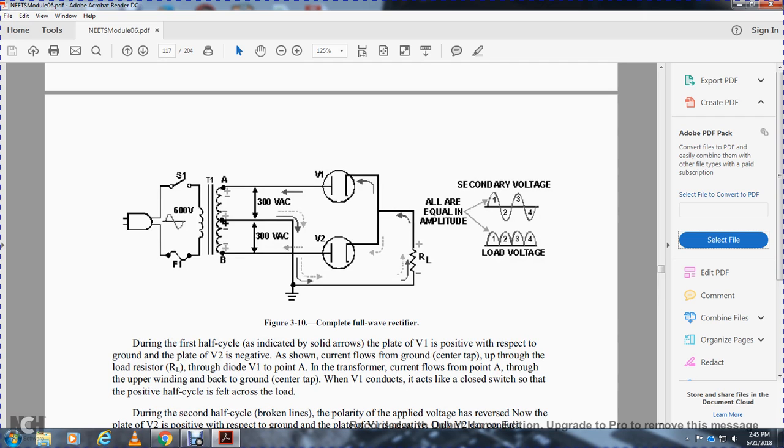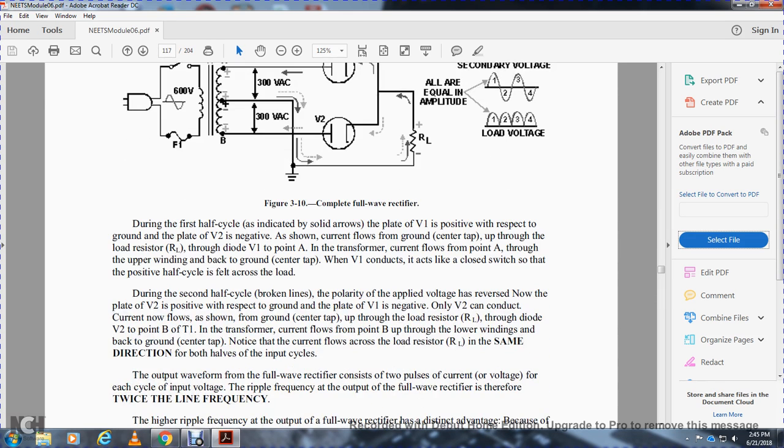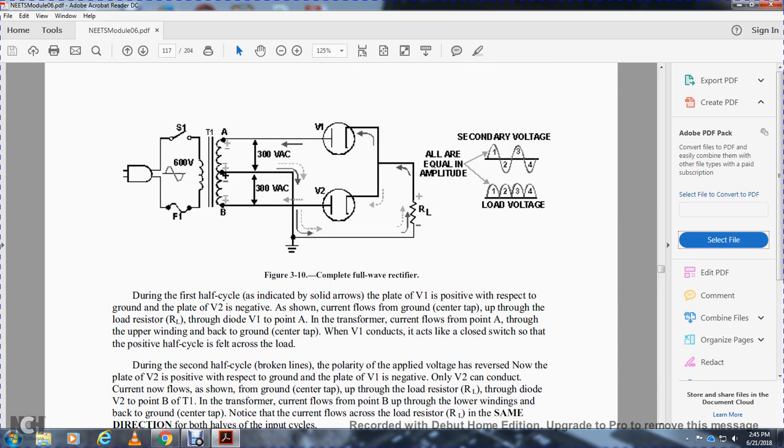Secondary voltage, load 1, 2, 3, 4, load voltage 1, 2, 3, 4. Both have 300 volts. So adding the parallel circuit, you'd have 600 volts. During the first half cycle, the current flow is indicated by solid arrows.